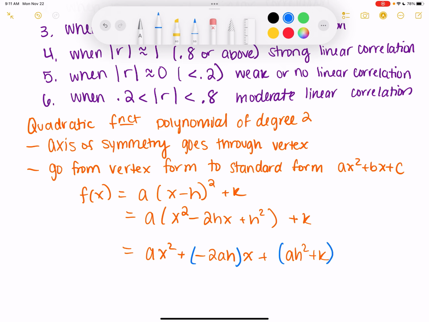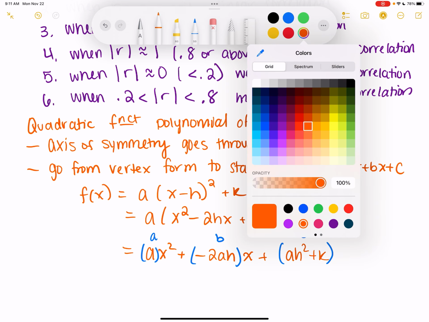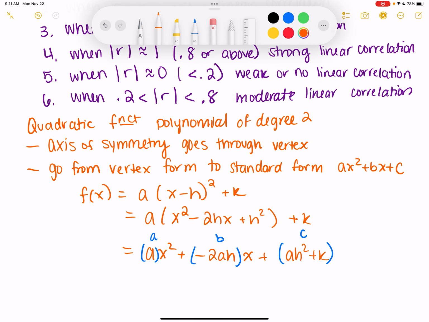Okay, what would be c? So this is c, this is b, and then obviously that's a. So that then gives us ax squared plus bx plus c. And so that went from vertex form to standard form.